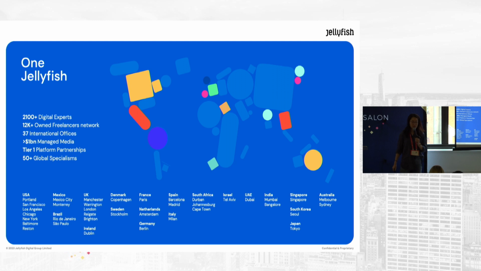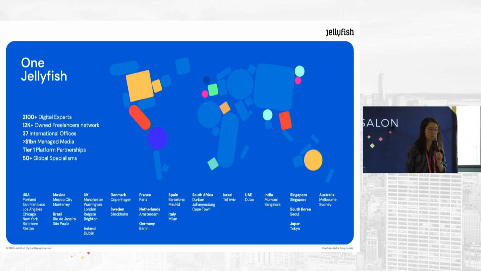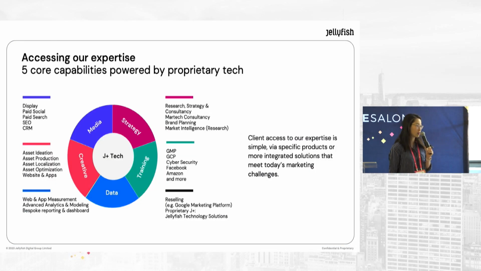Okay, just a little bit about Jellyfish and what we do. We're a digital media agency, so we manage our clients' media. We have 2,000 people globally, and we're managing over a billion of media spend for our clients, and we're top tier for major platforms like Google, Meta, and Amazon. We have many global offices, and recently we did an acquisition with the Brand Tech Group. Now we have 7,000 people globally.